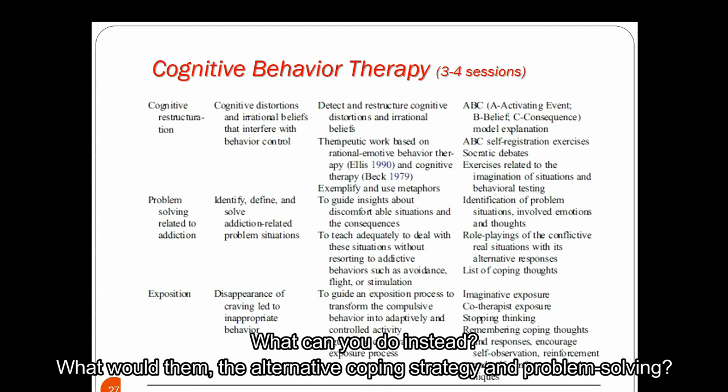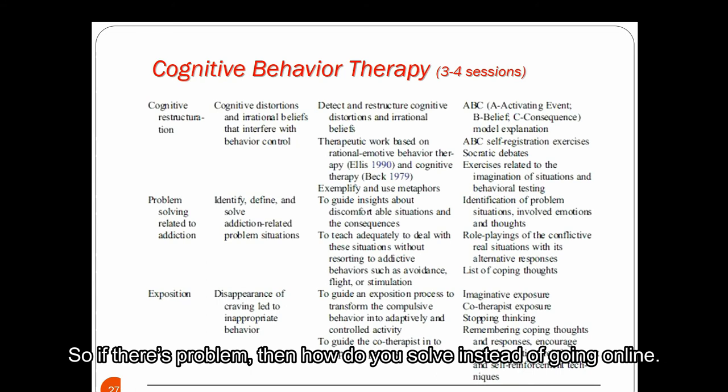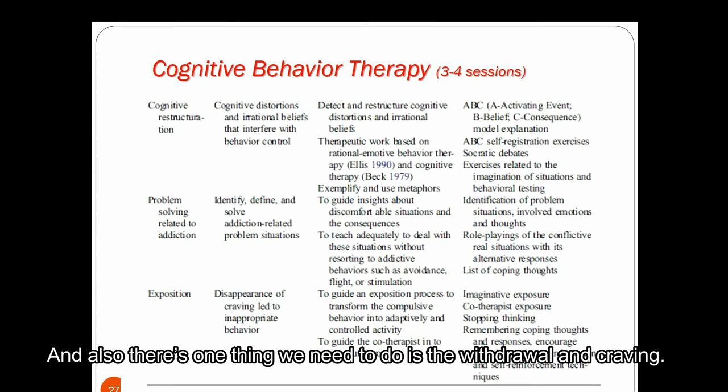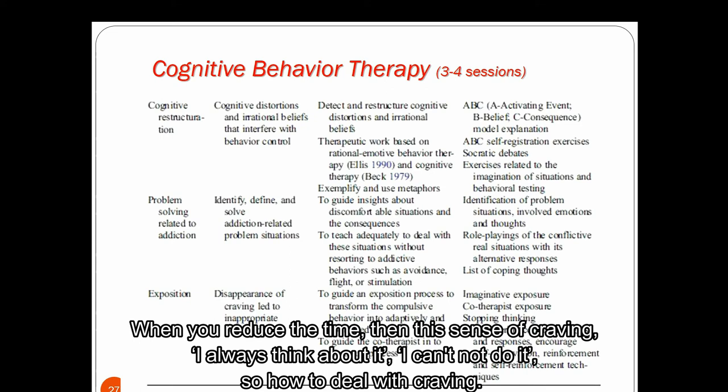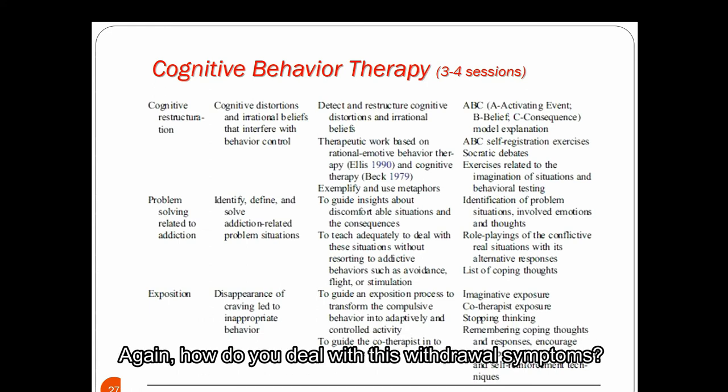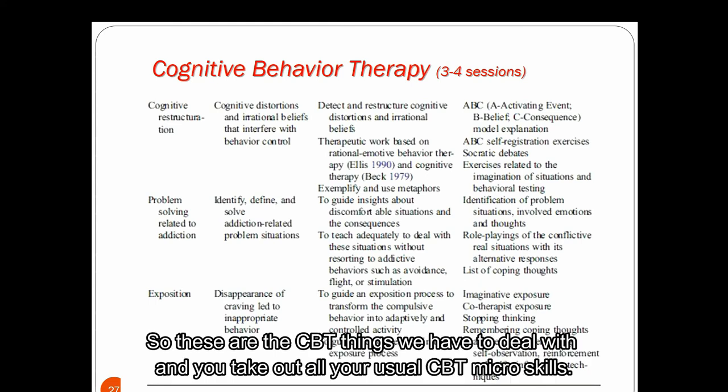So work with them on the alternative coping strategy and problem solving. If there's a problem, how do you solve it instead of going online? Also, there's one thing we need to do, which is the withdrawal and craving. This is all from substance-related treatment programs. When you reduce the time, this sense of craving comes, I can always think about it, I cannot not do it. So how do you deal with craving? Again, how do you deal with these withdrawal symptoms? These are the CBT things that we have to deal with.